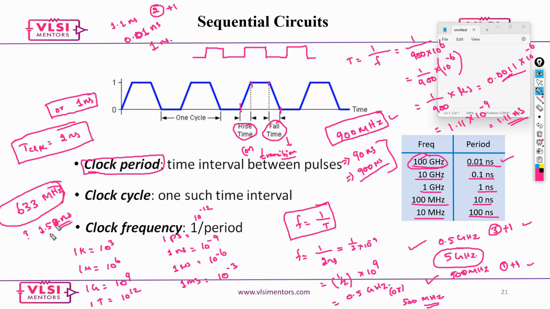Now, if you look at 1.58 nanoseconds, the reason I'm bringing up all this is these were all the different clock frequencies of my designs. So there is nothing called round off here. It all depends on your requirements and what they have.